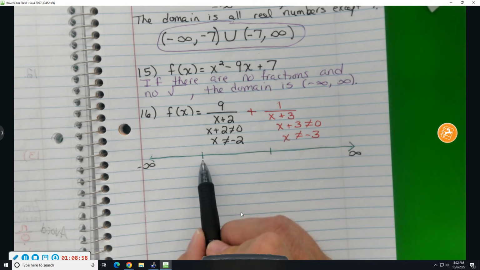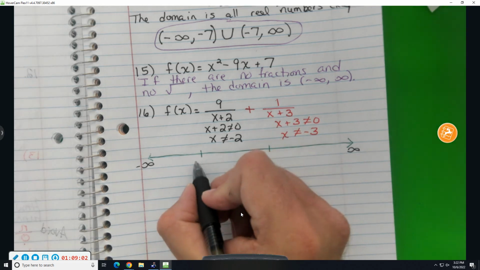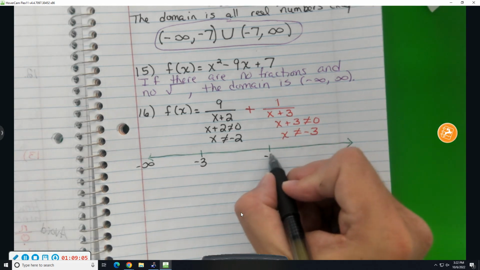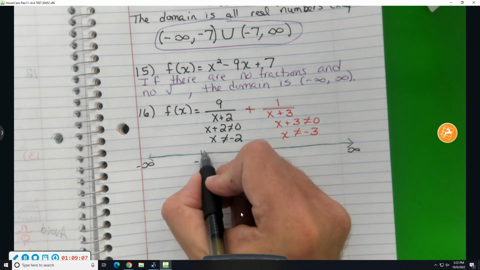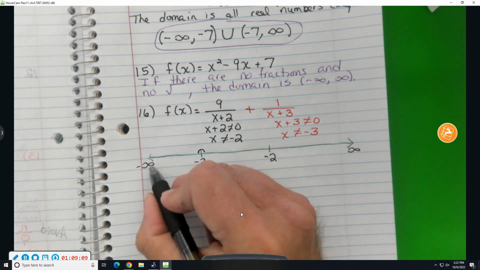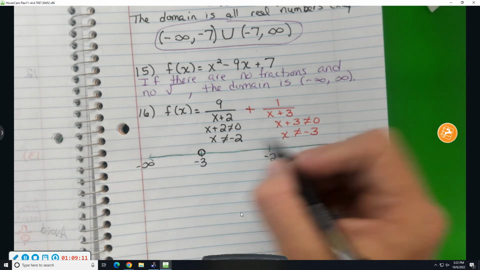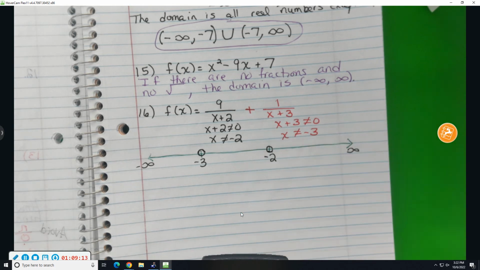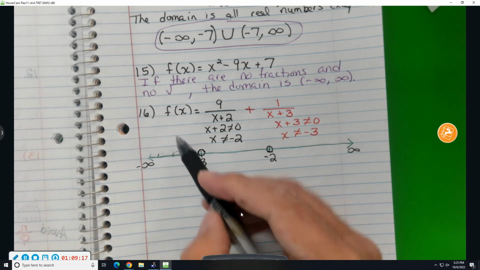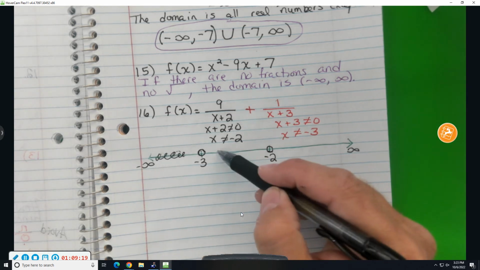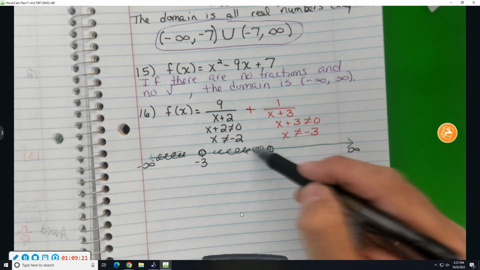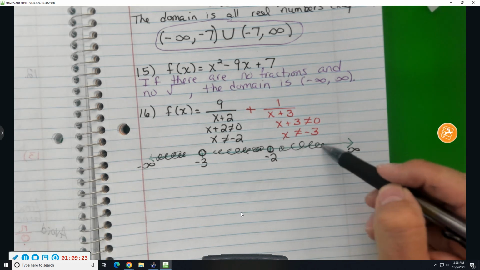Which number should go right here? -2 or -3? -3. That's the one closer to the x-axis. Negative infinity. Open circle meaning don't include those, but we're talking about everything else. Y'all see why I'm drawing this number line? Could y'all tell me what the interval notation is going to look like?